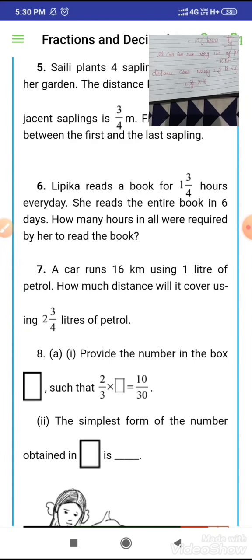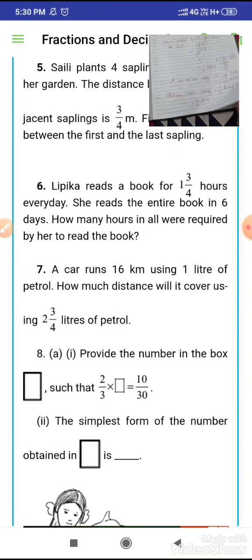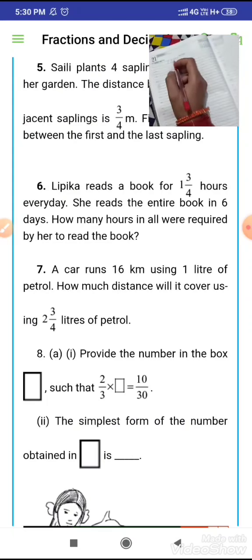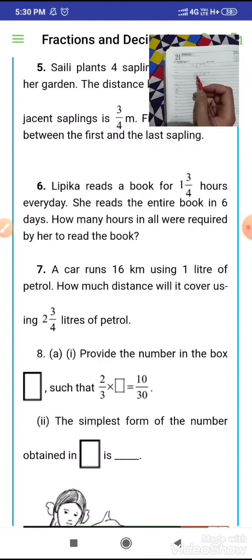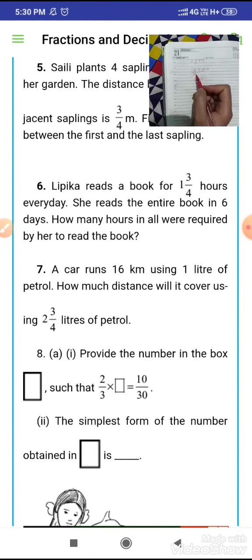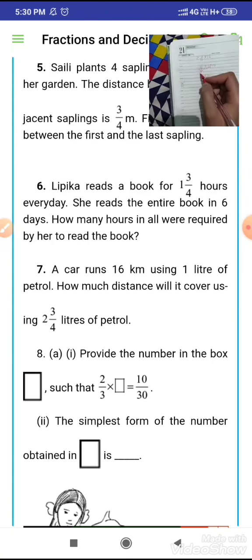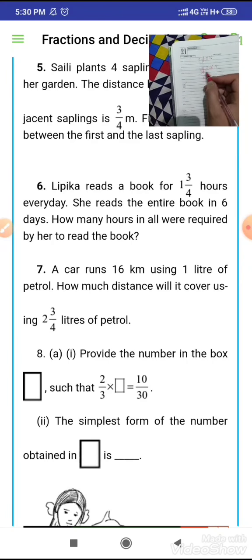2 whole 3 upon 4 multiplied by 16. Then we reduce this mixed fraction into an improper one and we have 11 upon 4 as the improper fraction. Then we can cancel out 4 and 16 by 4. So 4 fours are 16 and we have 44 km as our answer.